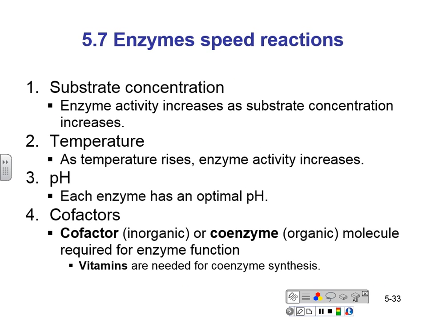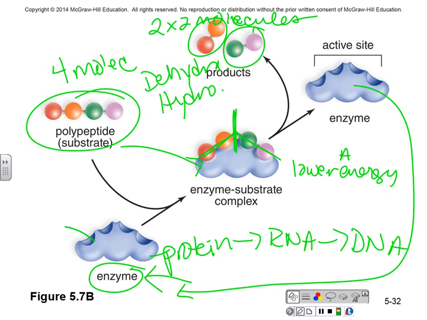So basically, substrate concentration. Enzyme activity increases as the substrate concentration increases. Substrate is what went in. Let me just go back one. So this is the same thing. This thing right here, as it binds, it's going to bind right here. That's the substrate. So what they're saying is the more of these you have, the more of this you get. The more 4 molecules you put in, the enzyme's going to work, and you're going to have more 2 molecules come out.